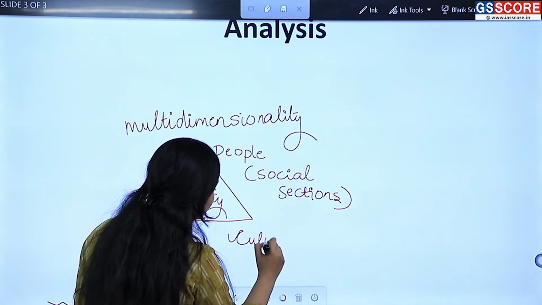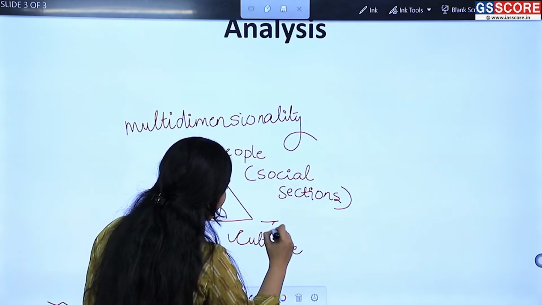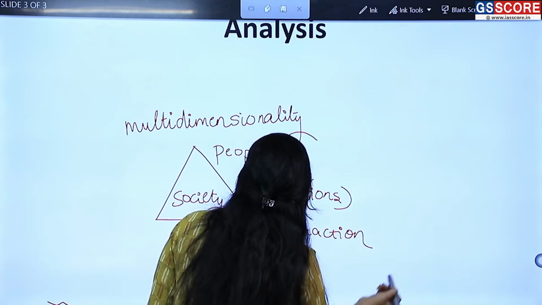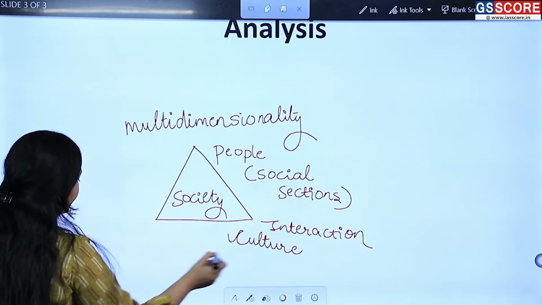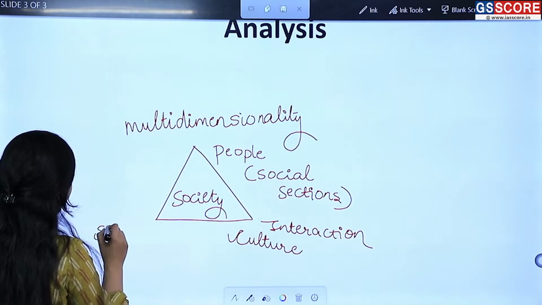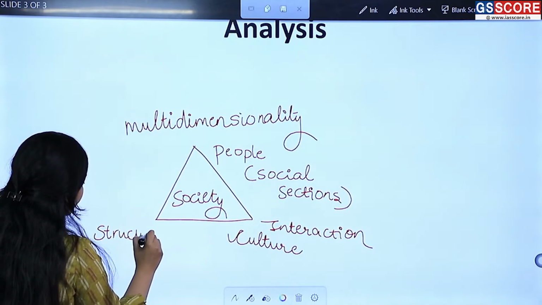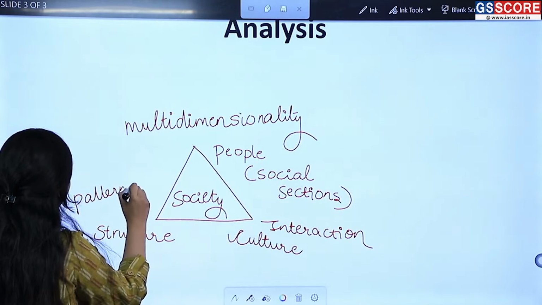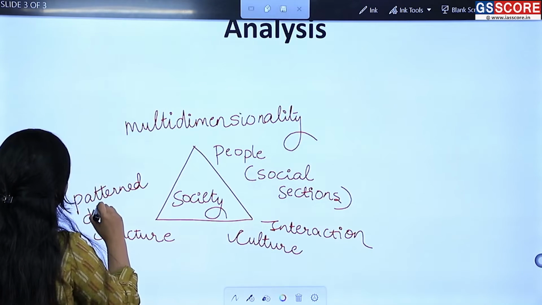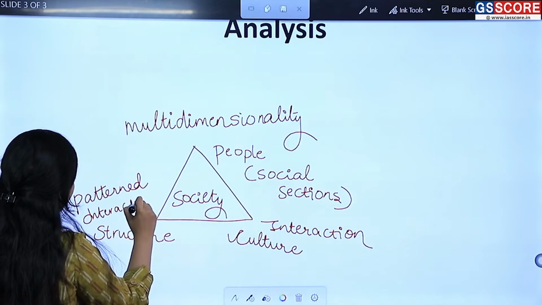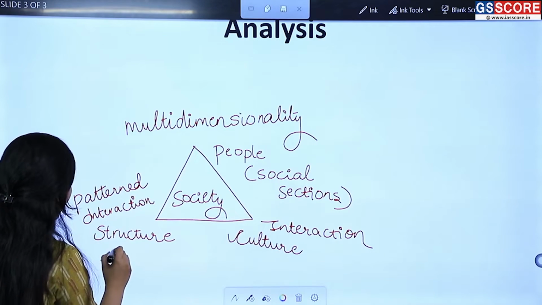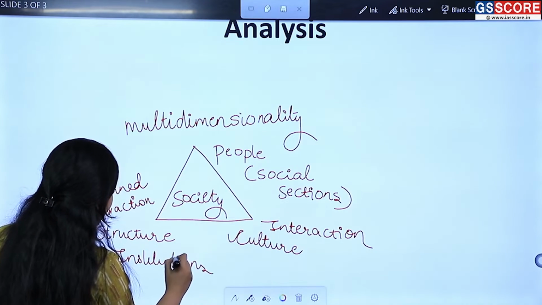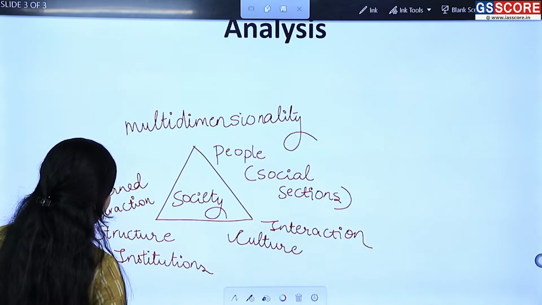There is a culture that is coming out of interaction between different groups of people. And this repeated, patterned interaction leads to a structure, which can be understood through institutions: family, marriage, religion, politics.